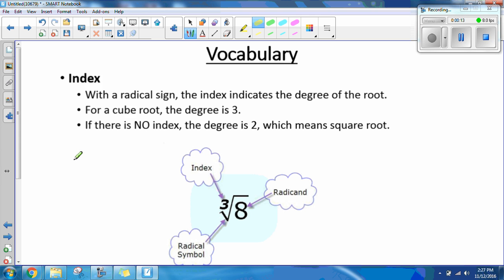With a radical sign, the index indicates the degree of the root. For a cube root, the degree is 3. If there is no index, the degree is 2, which means square root. Remember, this is called the radical symbol, and the number inside is called the radicand.